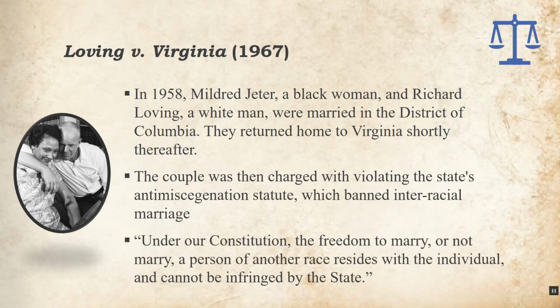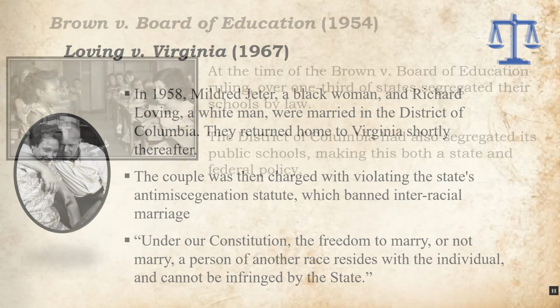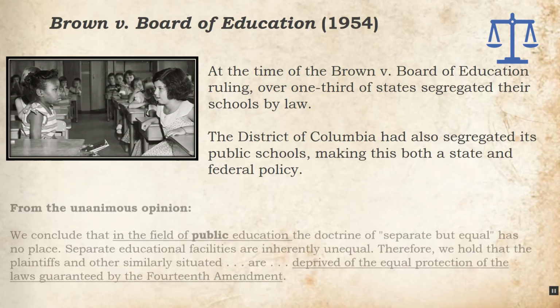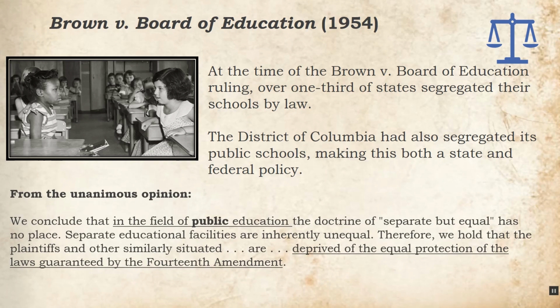It says, under our Constitution, the freedom to marry or not marry a person of another race resides with the individual and cannot be infringed by the states. In other words, the government needs to get out of the way of individuals under the 14th Amendment's Equal Protection Clause. In 1954, we get another case, Brown versus Board of Education. See, at the time of the Brown versus Board of Education ruling, over 1/3 of all of the states had segregated their public schools by law. And the District of Columbia had also done so, making this both a state and federal issue.